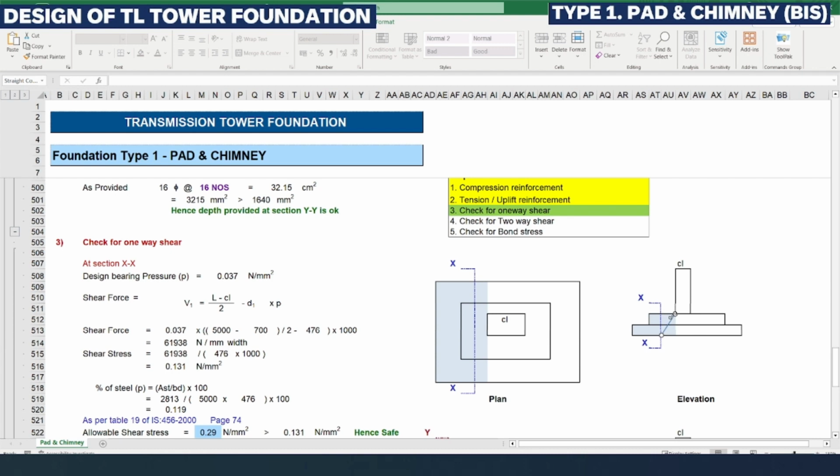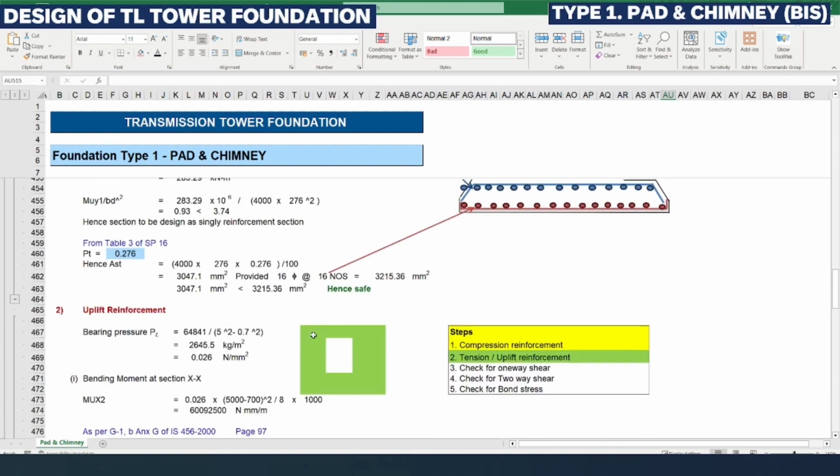You might have experienced some cracks forming in between the connection area of the drop wall and chimney with the base slab. That crack is mainly due to the one-way shear. That one-way shear will occur at a distance from the column face equal to the effective depth of the slab. We had already calculated the effective depth D1 here in the reinforcement calculation.